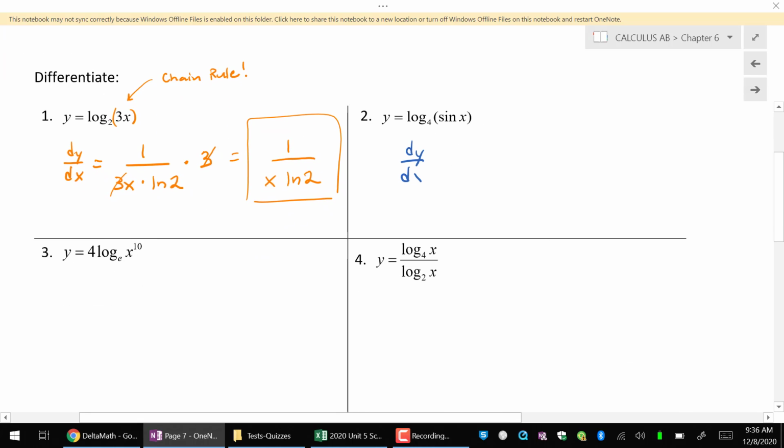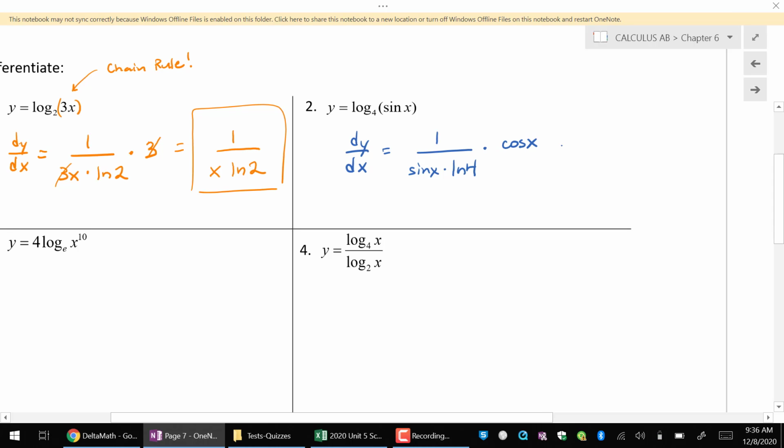Derivative will be 1 over, it's a log again, so 1 over the argument of the log times the natural log of the base, also in the denominator. Now the derivative of my sine function in the argument there is cosine. That's the chain rule step. And so now, cosine over sine I can simplify to cotangent. So there's a nice derivative for number 2.